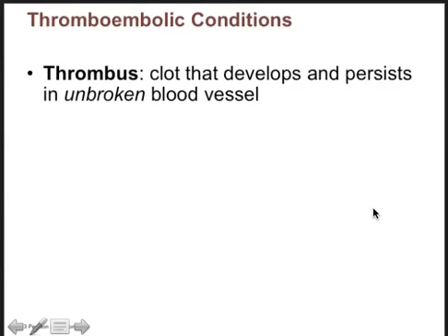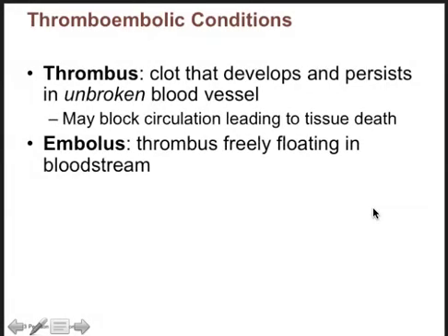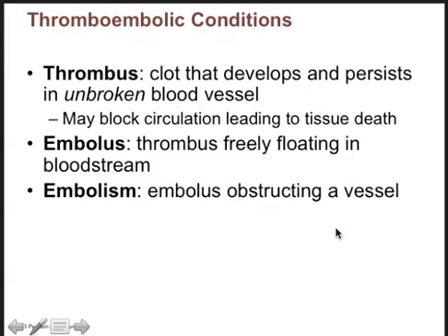A thrombus is a clot that develops and persists in an unbroken blood vessel, and it can block circulation, leading to tissue death. And this is that first kind of tissue death we talked about in class, necrosis. This is tissue death due to insult or injury. An embolus is a thrombus that is freely floating in the bloodstream, so it's on the move. And it eventually will lodge in a narrow vessel.